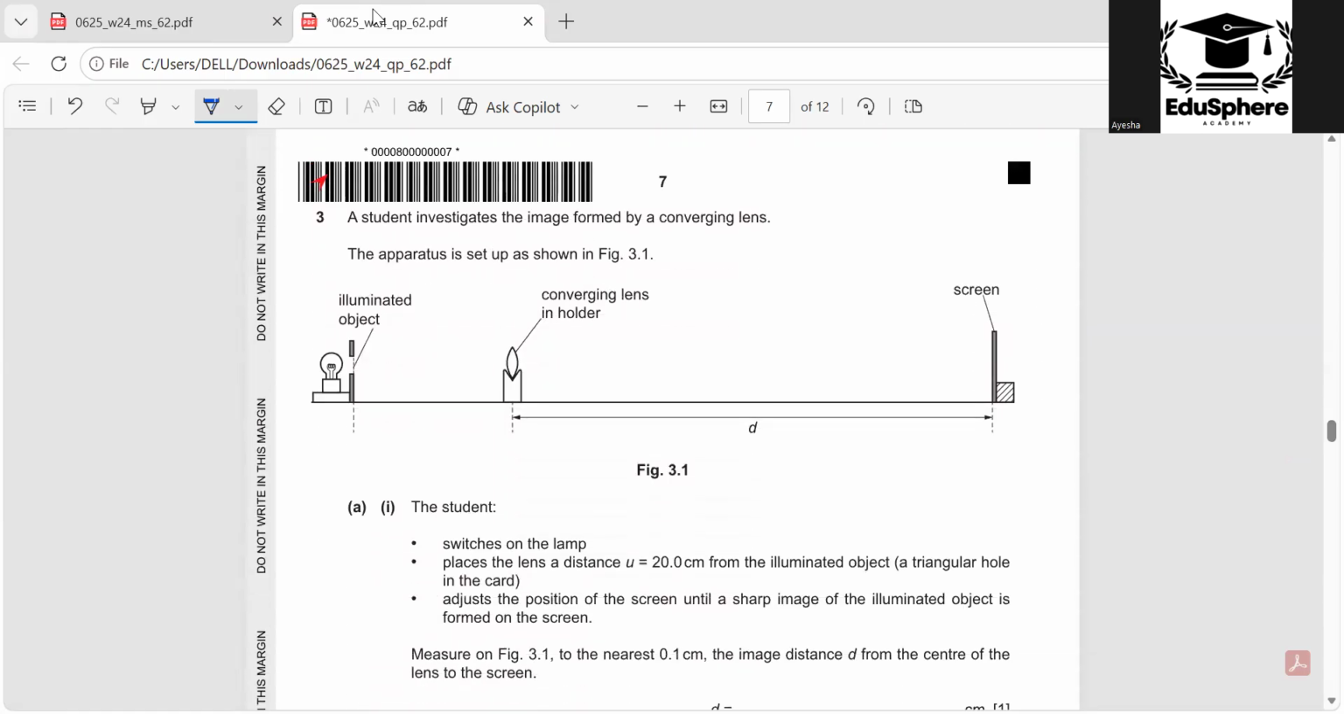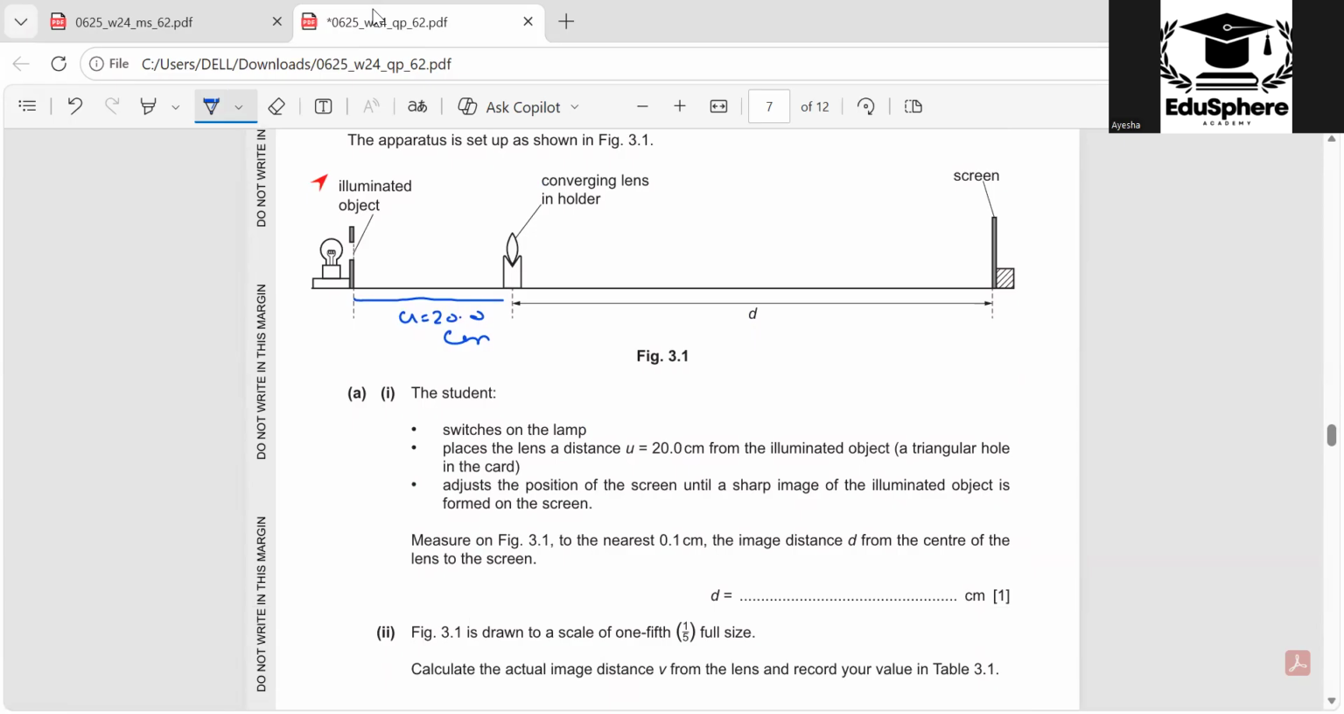Now this is the apparatus which is shown. Here is the screen, here is a converging lens, and this is the illuminated object. Now the student switches on the lamp and places the lens. Now this distance is U, which is 20.0 centimeter. Now adjust the position of the screen until a sharp image of the illuminated object is formed. So you have to measure the distance again with the help of a ruler. So it's 12.1 centimeter. Okay.